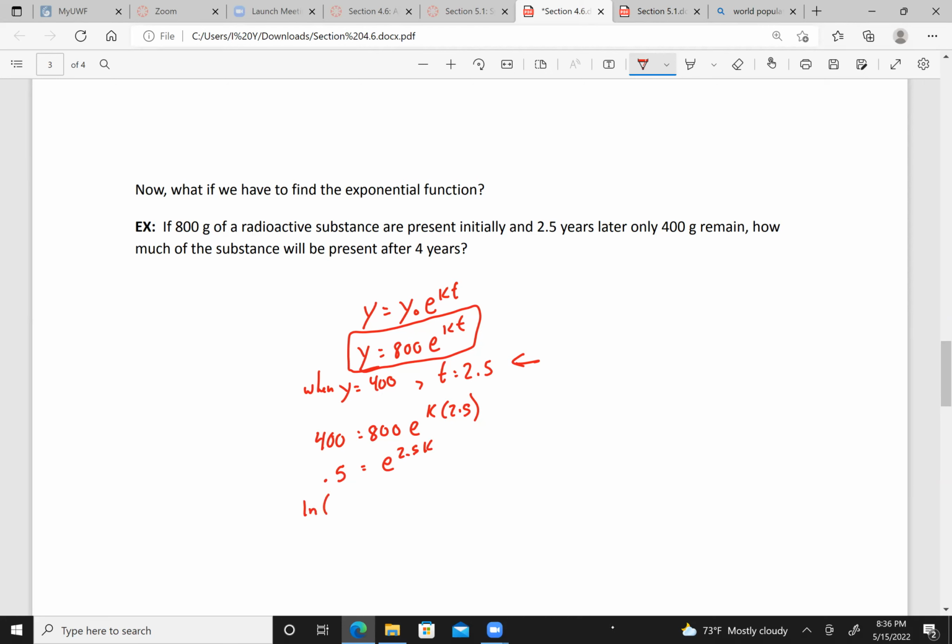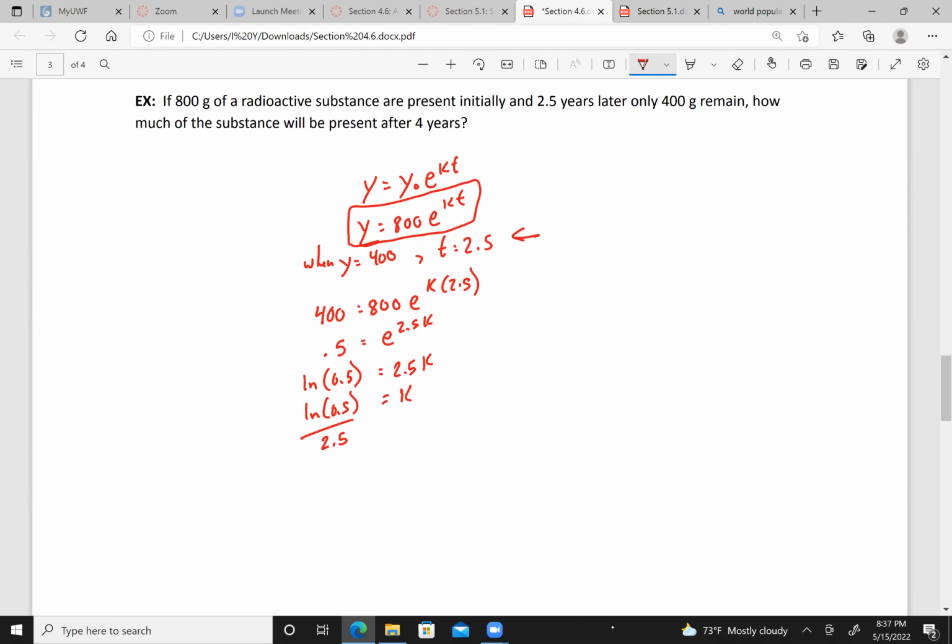Take the natural log of 0.5 and we have 2.5k, divided by 2.5, and k equals the natural log of 0.5 over 2.5. And if we solve this, we get k equals negative 0.2773. So that's the first part of our problem.